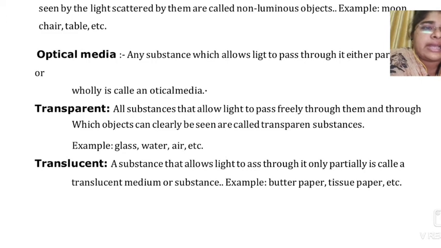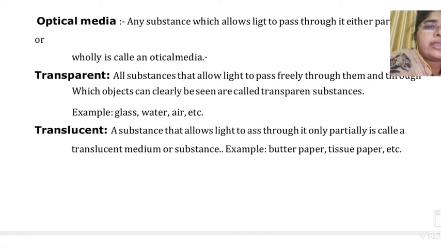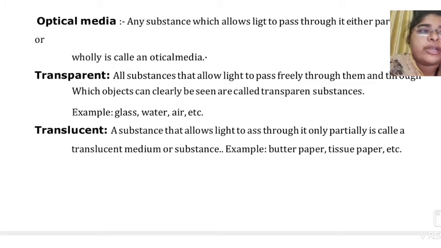through which objects can clearly be seen are called transparent substances. The next type is translucent object. So student, remember that in a transparent object we can see clearly, but in a translucent object we can see through only partially, it means some light. So what is the perfect definition of translucent? Remember, student, a substance that allows light to pass through it only partially is called a translucent medium or substance.